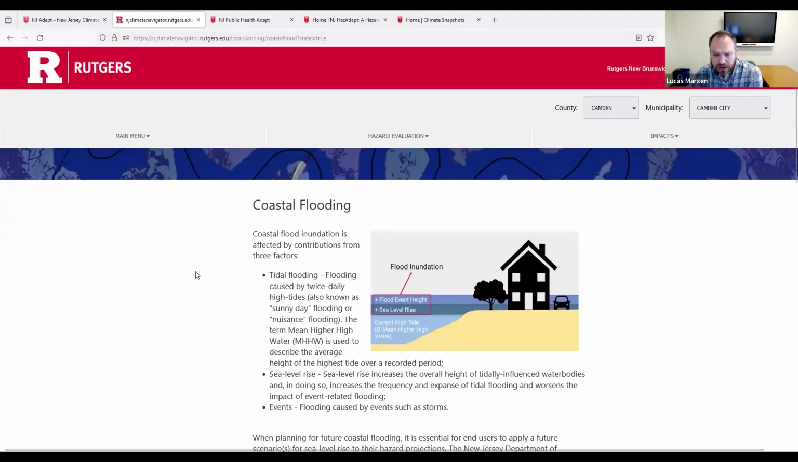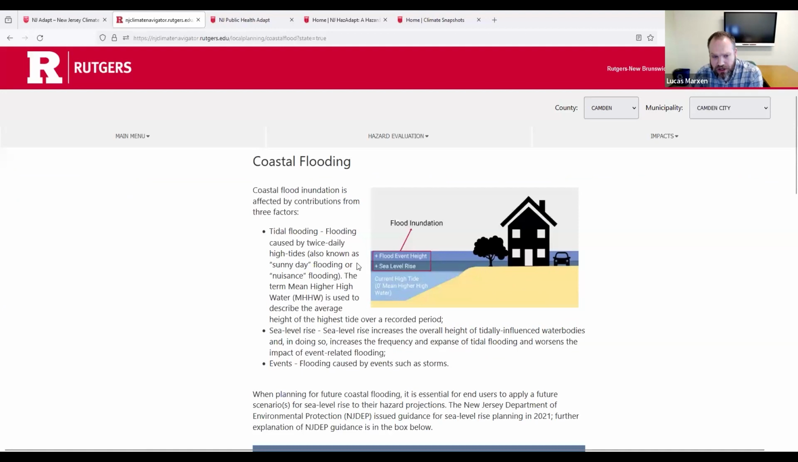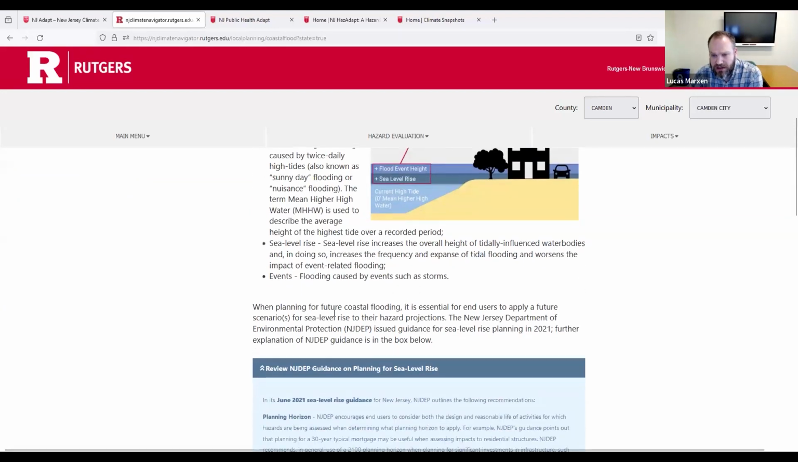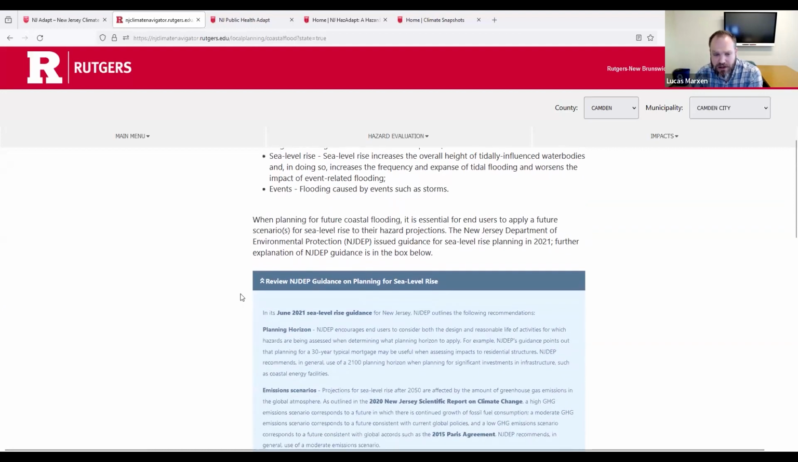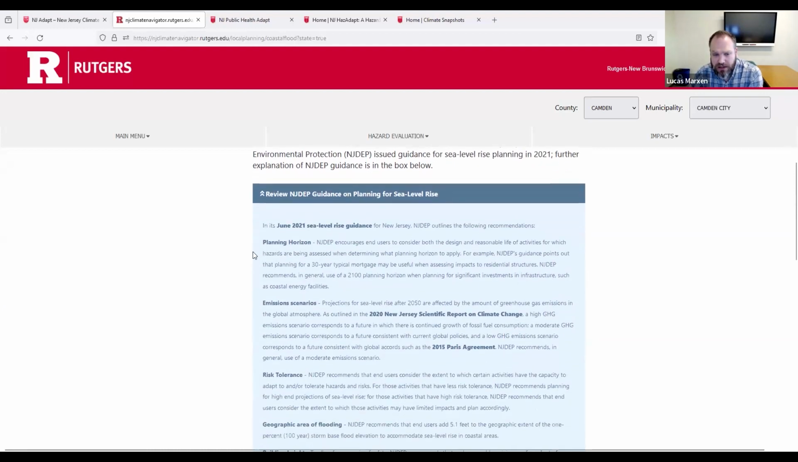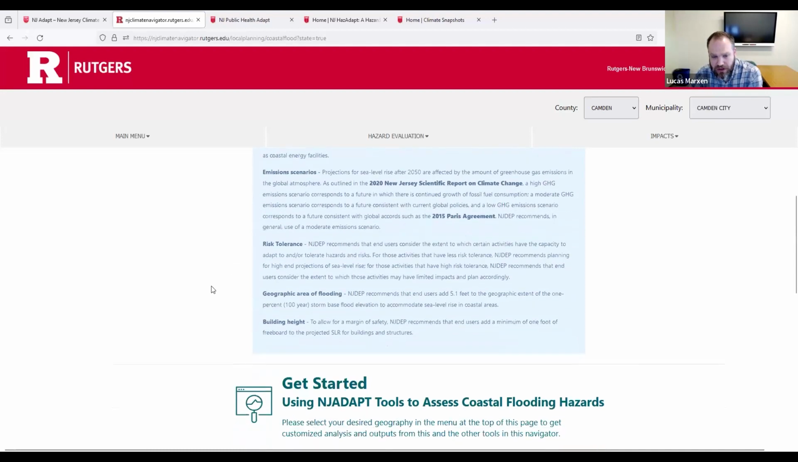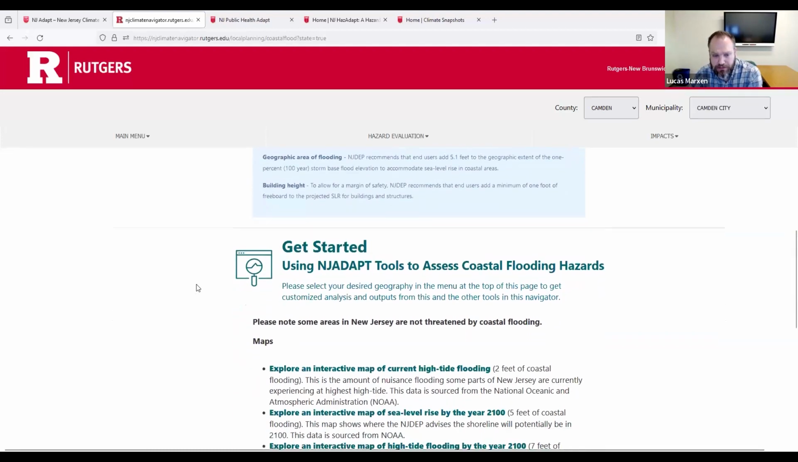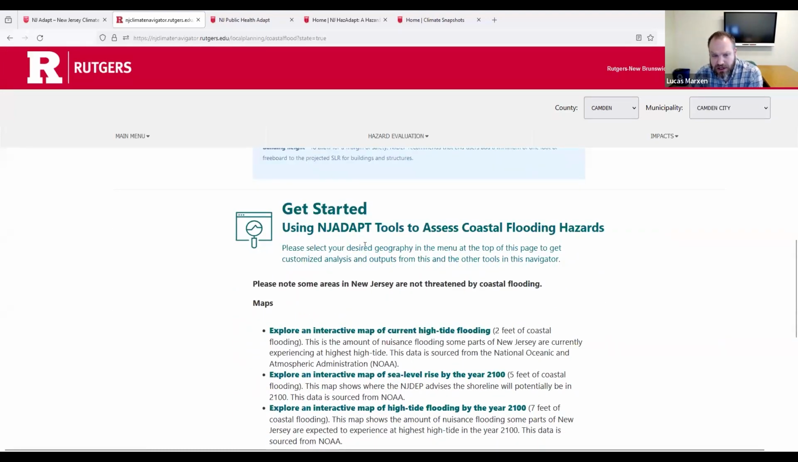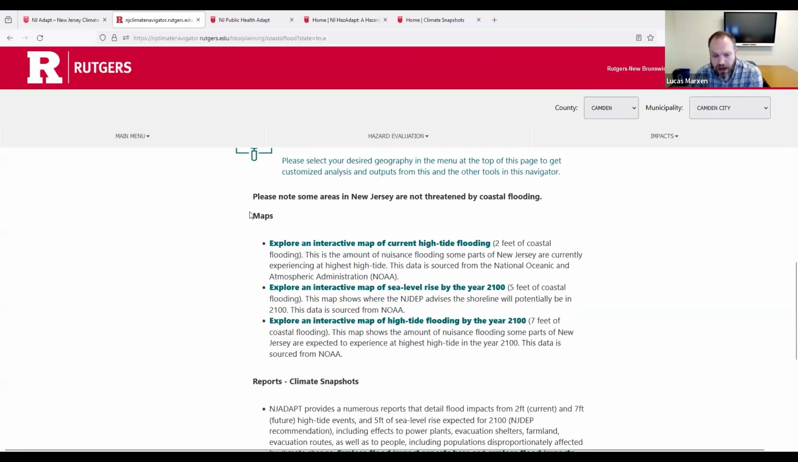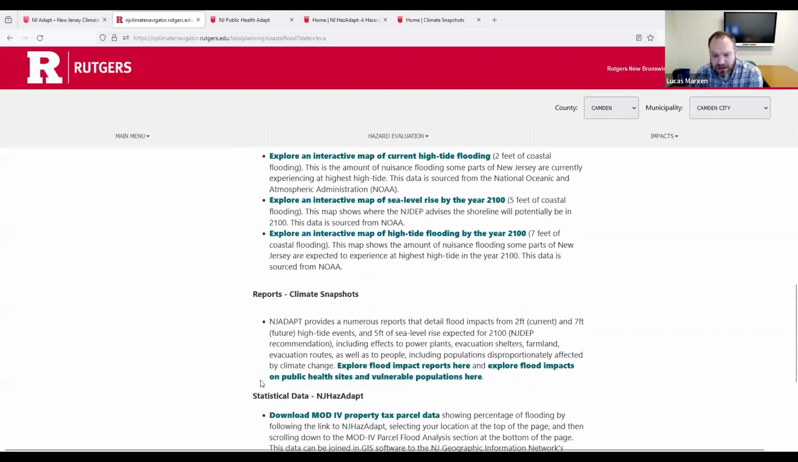So looking at coastal flooding, for instance, we provide a brief introduction about some of the issues around coastal flooding, looking at things such as tidal flooding, sea level rise, and flooding events that can occur on top of sea level rise. We also have a little call-out box here that provides some information on NJADAPT guidance on planning for sea level rise, to provide some background information and relevance to the analysis you may be doing. And then we have our getting started section, where we show you how you can access the NJADAPT tools to get data on coastal flooding hazards. We have it broken out into maps, reports, and statistical data.